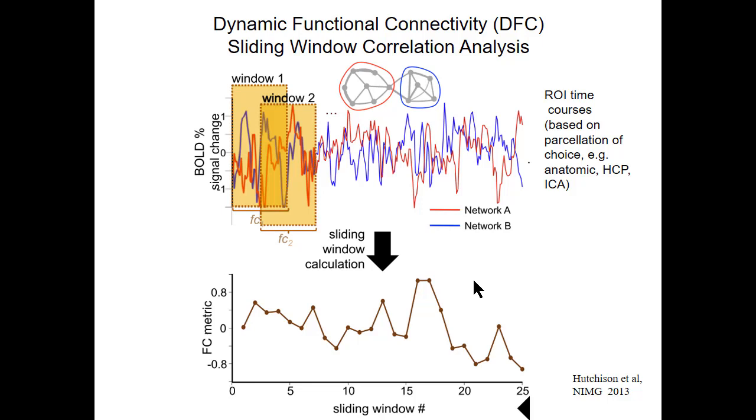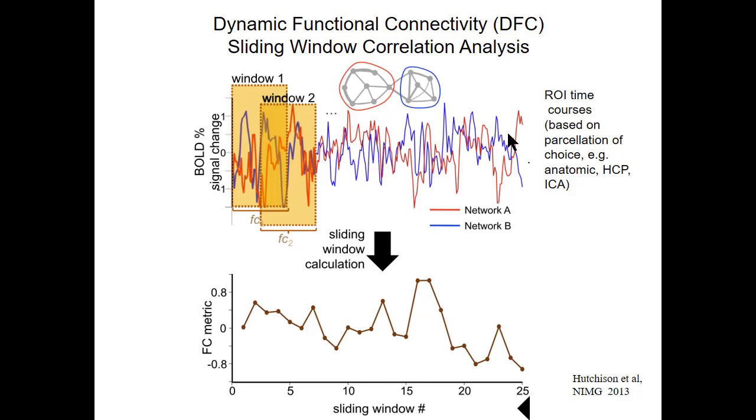For dynamic functional connectivity, the most basic form is what's called sliding window correlation analysis, in which we simply take windows and do the correlation in each window, and we slide that window along. And as we do the sliding, we record the functional connectivity in each window, and we plot this functional connectivity as a function of time, or in this case, a sliding window number.